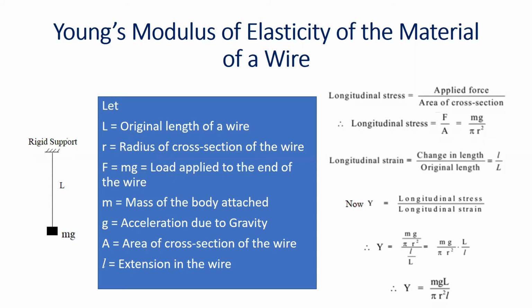I will get Y is equal to mg capital L divided by pi r square small l, where m is the mass of the load attached, small g is acceleration due to gravity, capital L is the original length of the wire, small r is the radius of cross section of wire, and small l is the extension in the wire due to loading.